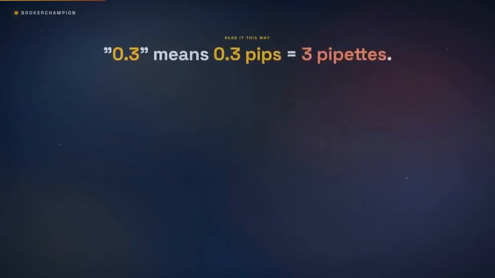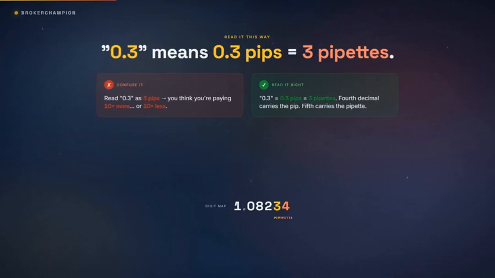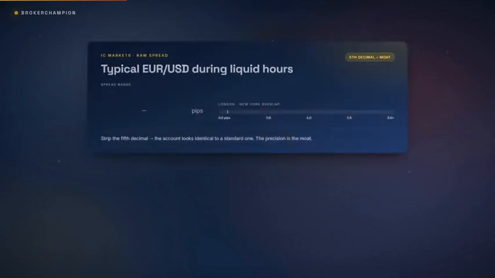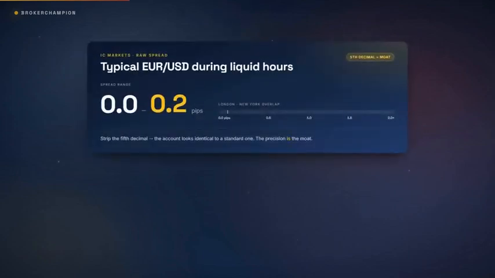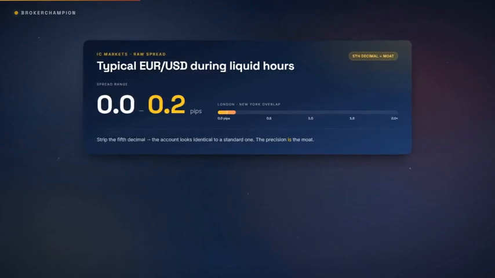Read it this way. 4th decimal, pip, 5th decimal, pipette. A spread quoted as 0.3 means 0.3 pips, which is 3 pipettes, not 3 pips. Confuse those and you'll think you're paying 10 times what you actually are, or 1/10, depending on which way your brain rounds. That precision matters. On IC Markets raw spread accounts, typical Euro USD runs 0 to 0.2 pips during liquid hours. That 5th decimal is the entire competitive moat the account is built on. Strip it and the account looks identical to a standard one.